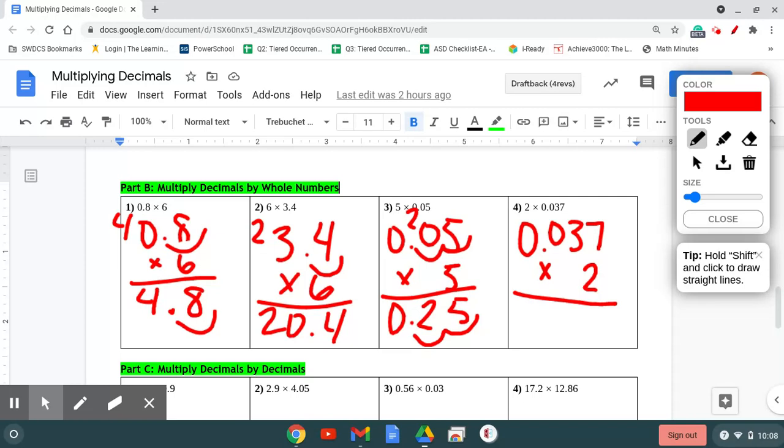All right, 7 times 2 is 14. If you had it wrong, please fix it on your notes. We carry our 1. 2 times 3 is 6, plus 1 is 7. 2 times 0 is 0. 2 times 0 is 0. All right, how many decimal places did we have in this one? 1, 2, 3. So we need to move 1, 2, 3. So your answer should have been 0.074. If you have it wrong, make sure you're fixing them on your paper.